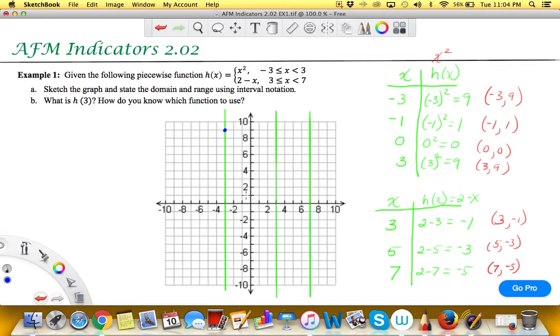And then we have -1. So -1, 1, 0, 0, and 3, 9. But notice this 3 is going to be an open circle because its x is less than 3. So we're going to keep an open circle because it does not count there. So here, let's go ahead and try our best to connect these.